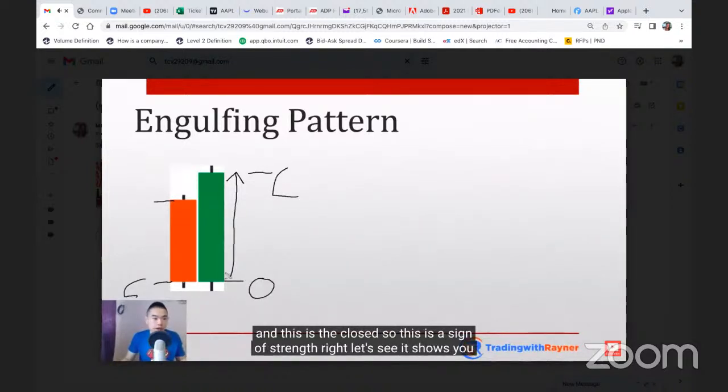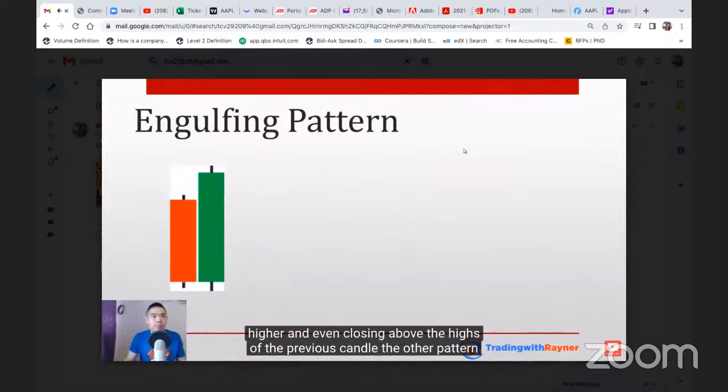So this is a sign of strength, right? As it shows you that the buyers have reversed all the selling pressure and more. So this is why it's called a bullish engulfing pattern. Firstly, it engulfed the body of the previous candle, and it's a sign of strength as the buyers have pushed price higher and even closing above the highs of the previous candle.